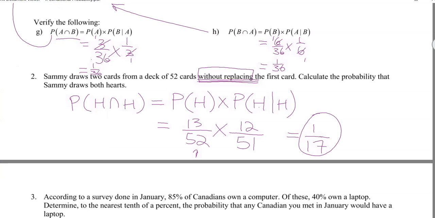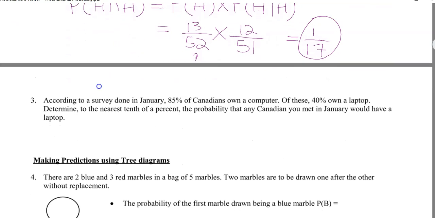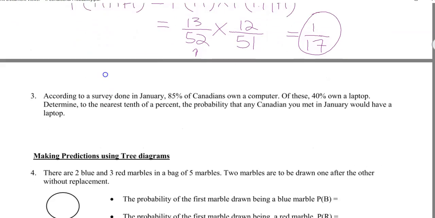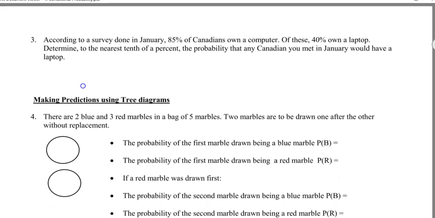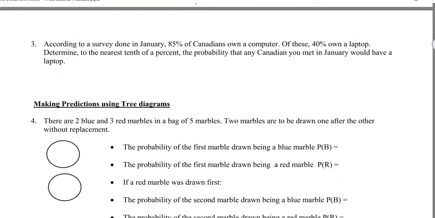Okay, next one. So dependent probability, given that something has happened. According to a survey done in January, 85% of Canadians own a computer. Of those, 40% own a laptop. Determine to the nearest tenth of a percent the probability that any Canadian you met in January would have a laptop. So, probability of laptop given computer. So the probability you have a laptop given that you have a computer.